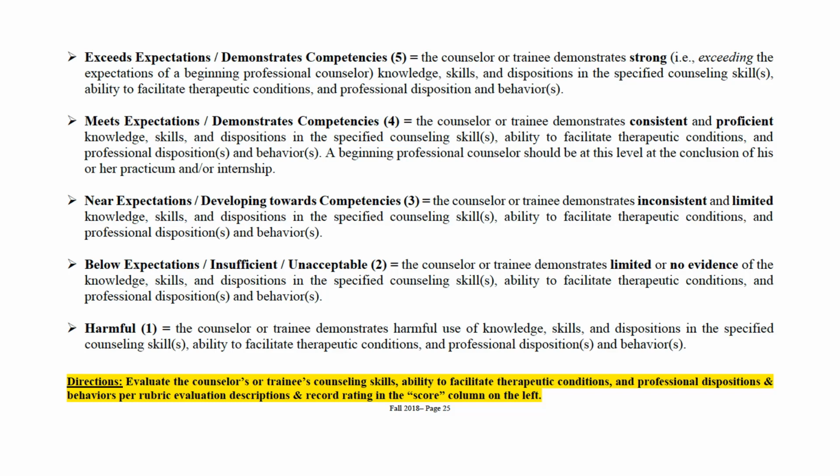So what does a 5 look like? The counselor or trainee demonstrates strong, exceeding the expectations of a beginning professional counselor, knowledge, skills, and dispositions in the specified counseling skills, ability to facilitate therapeutic conditions, and professional disposition and behavior. So what I look at this as is you provide a safe environment.